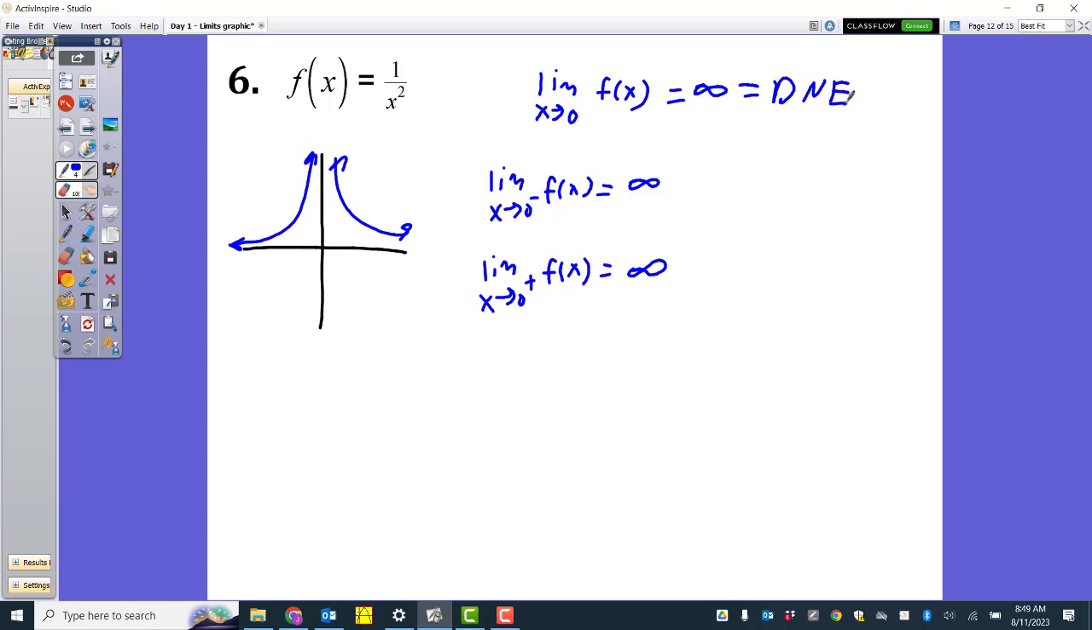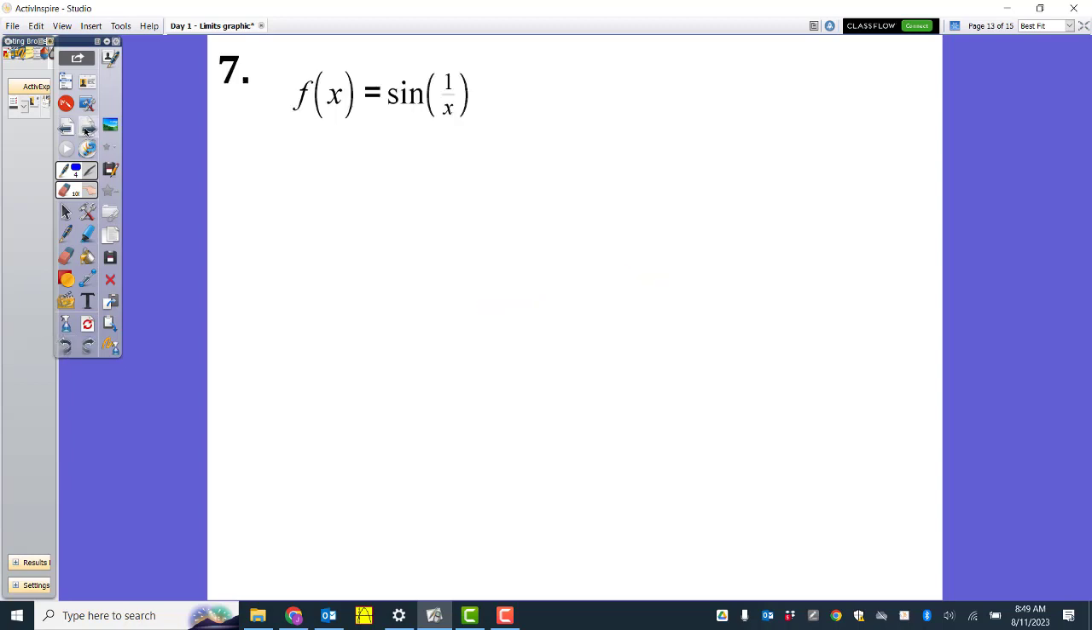Now, there's a caveat here. This is the only form of does not exist where we can give you a quote-unquote value as well, because infinity, you can argue it's not actually a value. But this is the only case where we can give you a value as well. So positive infinity is an answer here. Does not exist is also an answer here. Now, if these went to different infinities, it would just be does not exist because they don't go to the same thing. So keep that in mind. This is the last case.